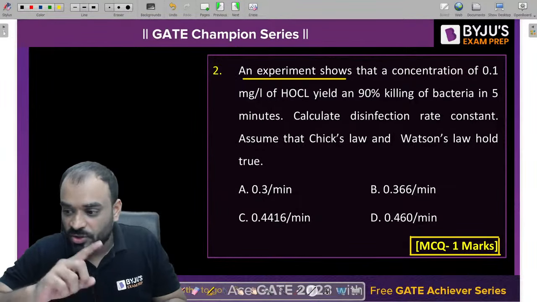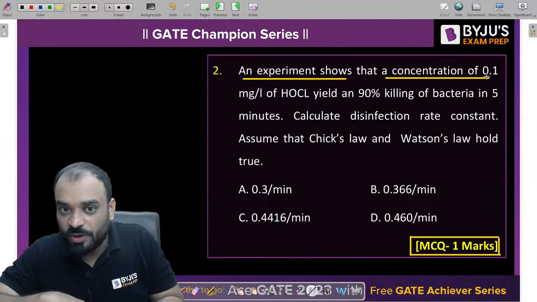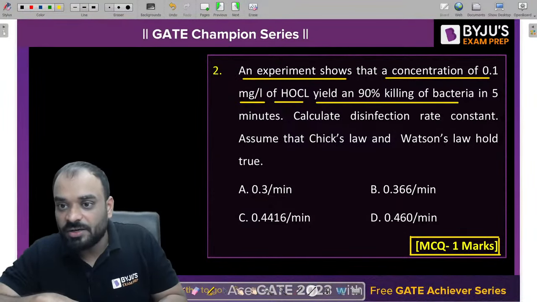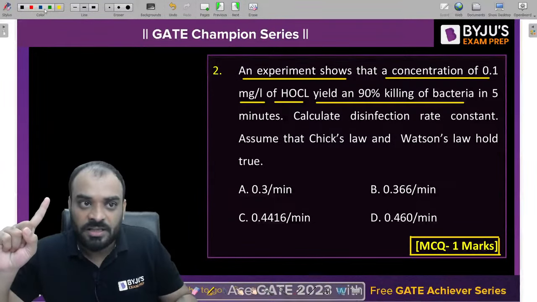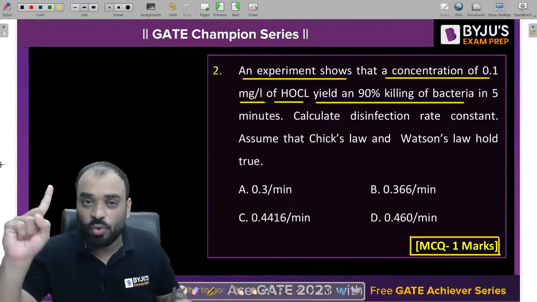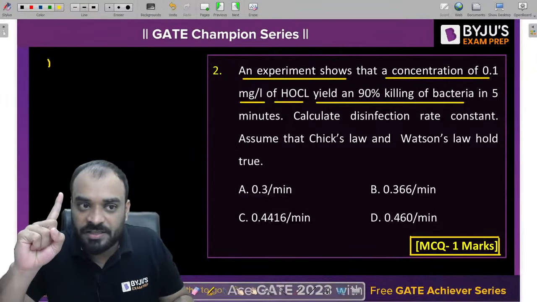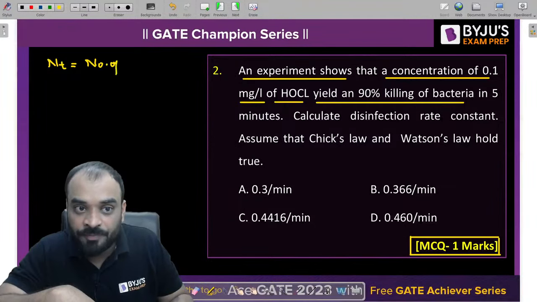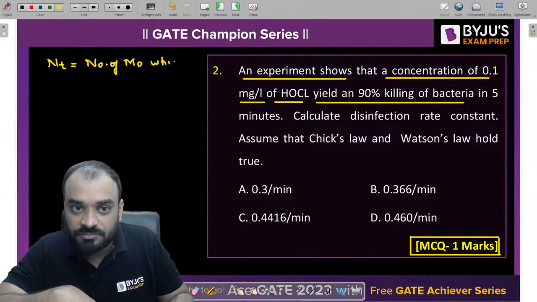An experiment shows that a concentration of 0.1 milligram per liter, very good Tejaram, you are getting the same answer, right? 0.1 milligram per liter of HOCl yields 90% killing of bacteria. That means the 90% of bacteria has been removed, only 10% of bacteria is present in this case, correct? So NT is nothing but the number of microorganisms which are present.